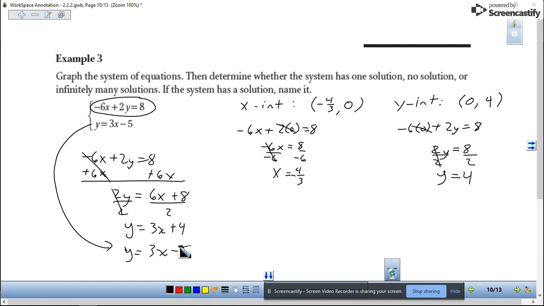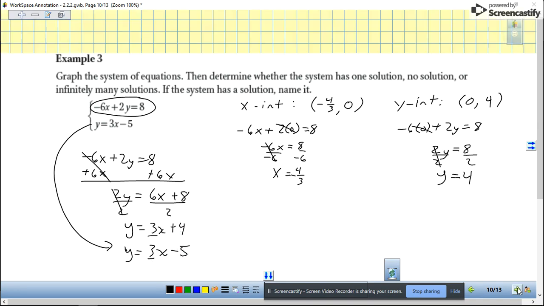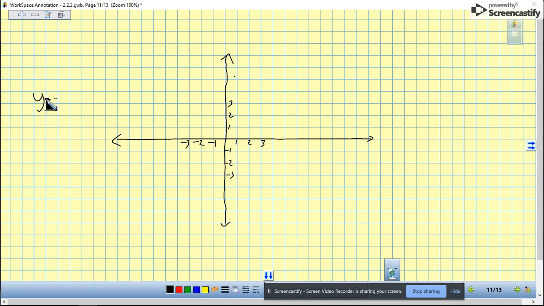These two are close. They have the same slope, right? I'm hoping you'll see that they have the same slope right here. But they have different y-intercepts. One's got a plus 4, one's got a minus 5. So we've got y equals 3x plus 4. And then we got y equals 3x minus 5.